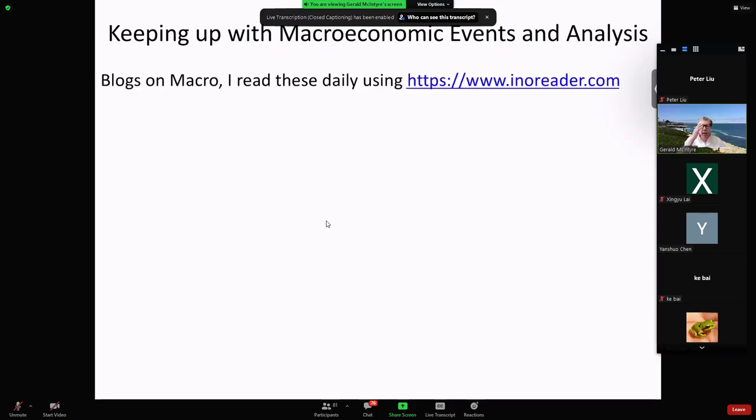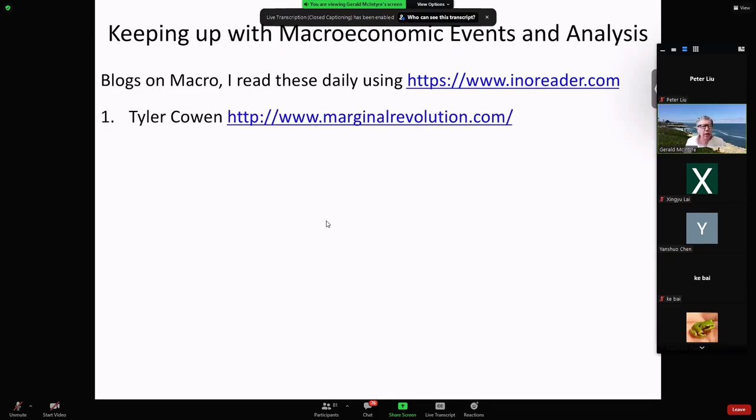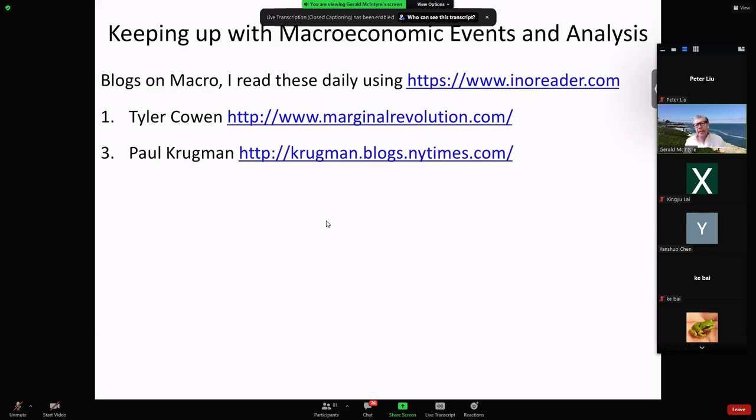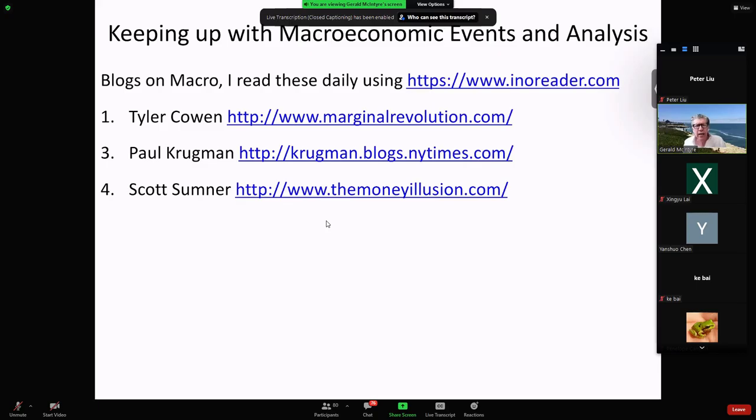Okay, I also read on a daily basis a variety of macroeconomic blogs using an RSS feed reader called Inoreader. These blogs are by some of the top macroeconomists in the world. One of which is Tyler Cowen, the Marginal Revolution, and Paul Krugman, a Nobel Prize winning economist, who has a blog at the New York Times. Scott Sumner probably has the most interesting take on the global financial crisis and recent monetary policy. Now James Hamilton and Menzie Chinn.